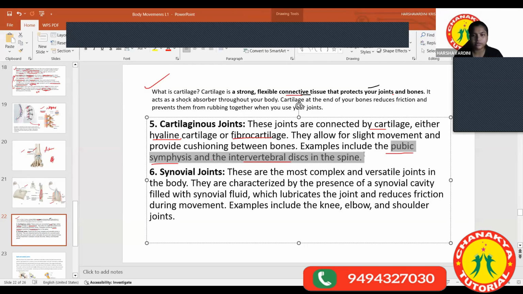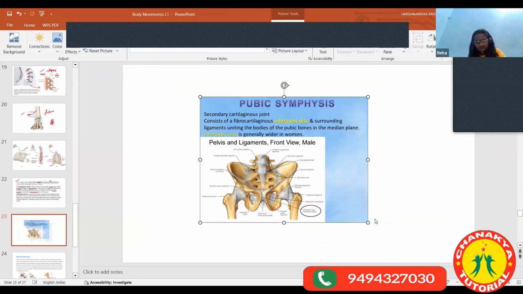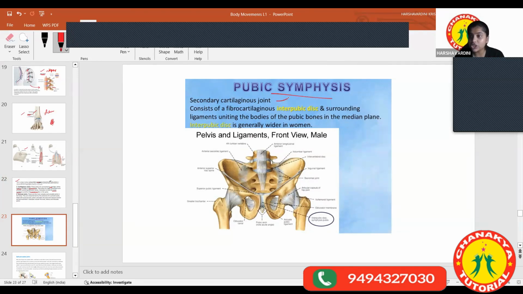I was getting the picture of the pubic symphysis. I got an image, and it's so good. See, don't panic. Just see the diagram. This is the pubic symphysis. A secondary cartilaginous joint is a joint consisting of a fibrocartilaginous interpubic disc and surrounding ligaments, tying the bodies of the pubic bones at the median plane. Don't be scared. Just see the diagram.